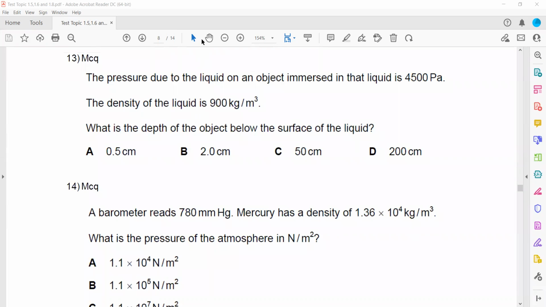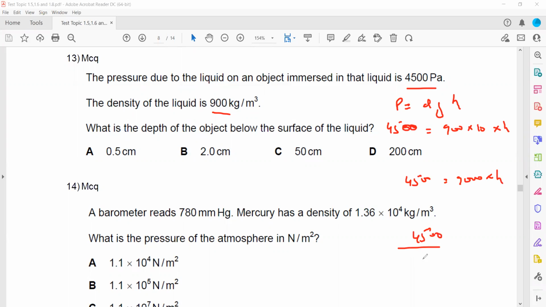The pressure due to the liquid in which the object is immersed is 4,500 Pascal. The density is 900. What is the depth? We have the formula pressure equals density times gravity times depth. So pressure is 4,500, density is 900, gravity is 10, times h. So 4,500 equals 9,000 times h. When we simplify, 4,500 divided by 9,000 is h, which comes out as 0.5.